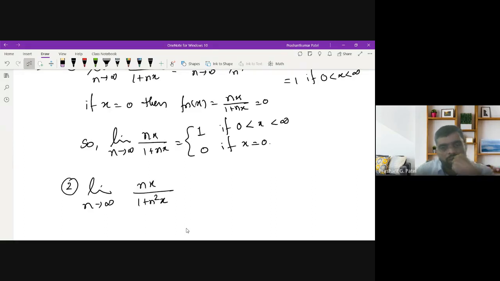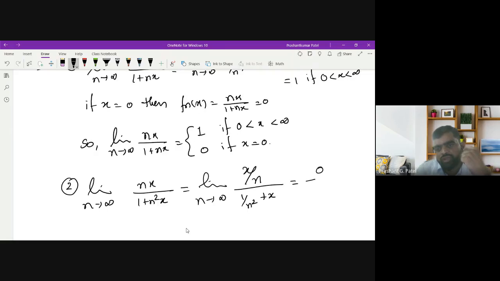Since the denominator is n square, I will divide numerator and denominator by n square. That is the limit as n tends to infinity of x upon n over 1 by n square plus x. As n tends to infinity, this is 0 upon 0 plus x, provided x is not equal to 0. Here the domain is x greater than or equal to 0, so I am just separating that 0 case. So this limit is 0 if x is between 0 to infinity.